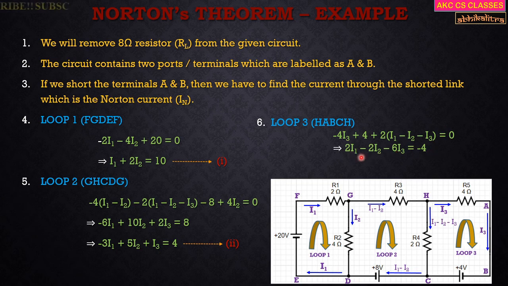If I divide LHS and RHS by 2, I will obtain i1 minus i2 minus 3i3 equal to minus 2. So we have to basically calculate the value of I3. We have to find the current that is flowing down the wire A to B. So in order to find I3, we have to actually solve the 3 equations to find the value of I3.